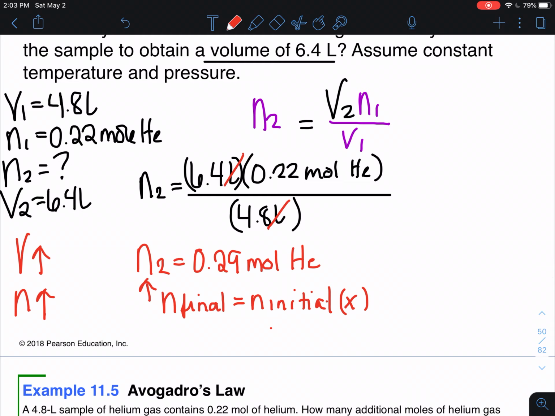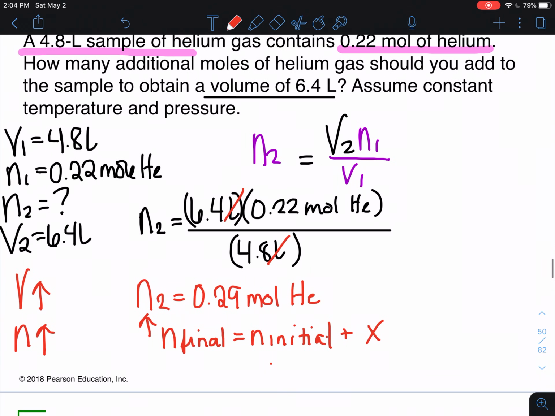Or not added to X, sorry about that. So again, all I'm doing is finding out the number of moles that I need to add to get to my N final. My N final is 0.29. My N initial is 0.22. So X has to be 0.07 moles. So that technically is your final answer, okay?